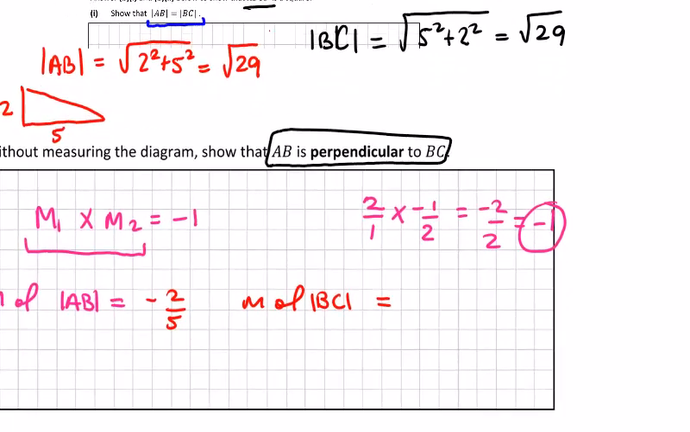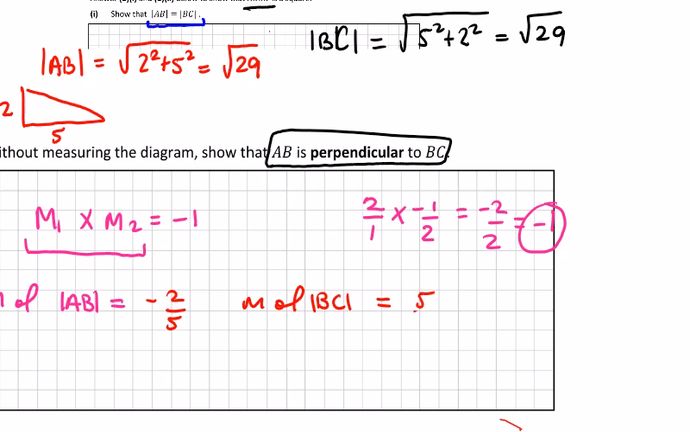So you're taking your triangles. Slope of BC 5 over 2. And if we say -2 over 5 by 5 over 2 is equal to -10 over 10, which is equal to -1. Therefore, write the word perpendicular.